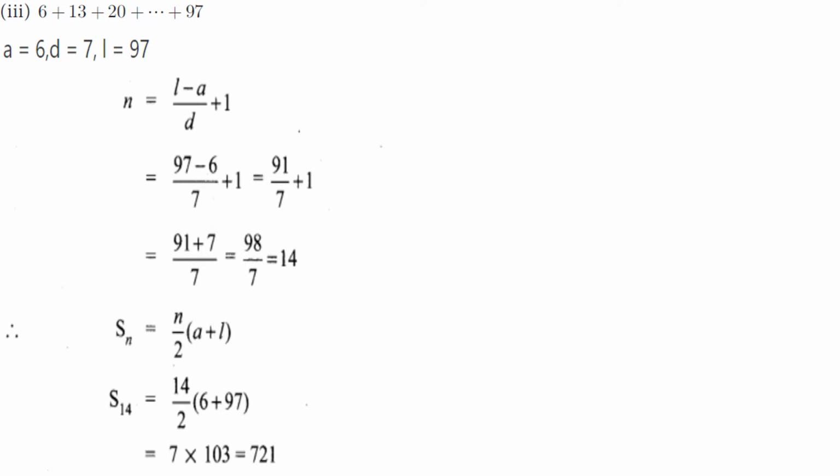So S14 equal to N is here 14 by 2 into 6 plus 97. 2 and 14 cancel with 2. So you get 7. So 7 into 103 equal to 721.